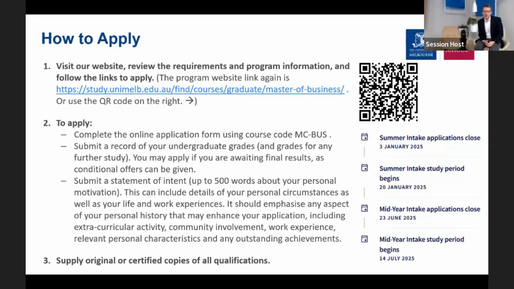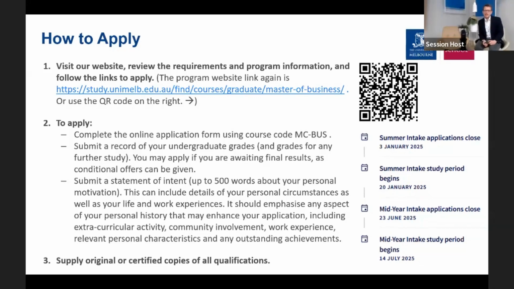You're going to complete the online application form using the course code MCBUS. You submit a record of your undergraduate grades and grades for any further study after that. And you may apply if you're awaiting final results, as conditional offers can be given. You will also be asked to submit a statement of intent, which is up to 500 words about your personal motivation. This can include details of your personal circumstances as well as your life and work experiences.